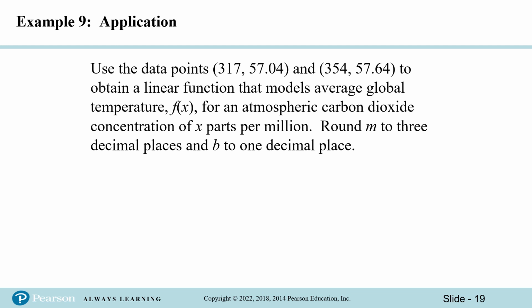Okay, what is this? Use the data points that they gave us to obtain a linear function. So we need to write a function that models average global temperature, f of x, for an atmospheric carbon dioxide concentration of x parts per million. Round m to 3 decimal places and b to 1 decimal place. All right, well, let's see what we have here.